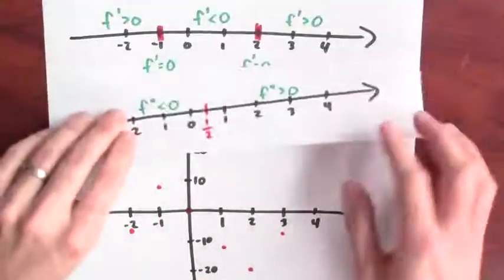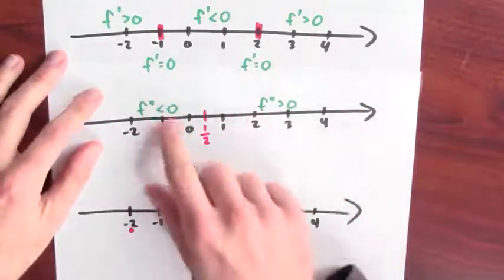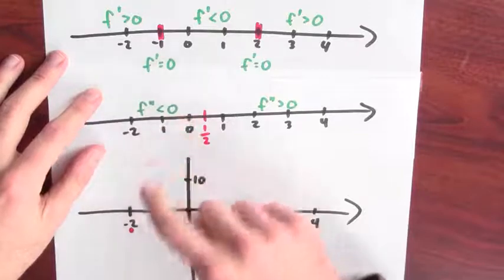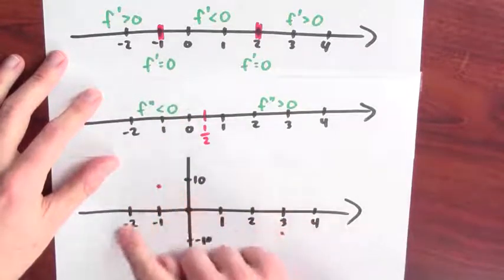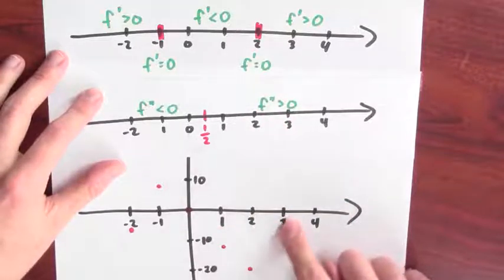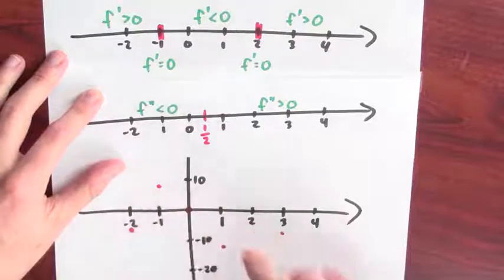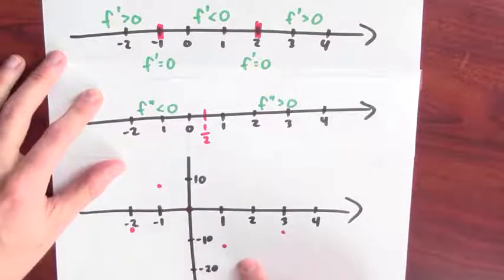And I can also see that by considering the information given in the sign of the second derivative. Since the second derivative is negative here, the function's concave down. And since the second derivative is positive over here, the function's concave up. And that makes this point into a local maximum and this point into a local minimum.